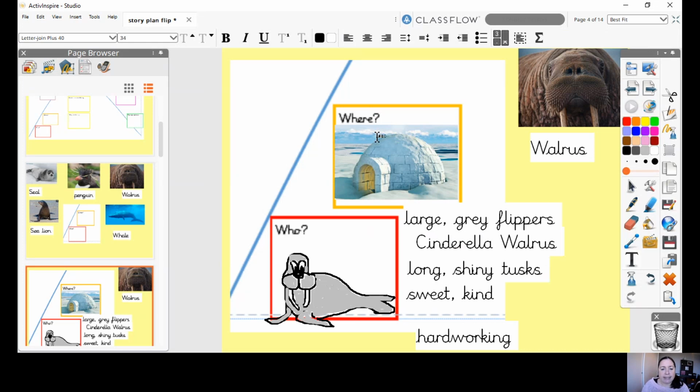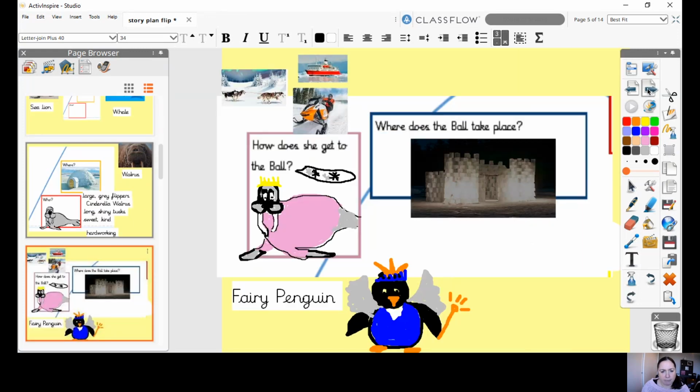And then I have to think about, where do they live? Well, I've added a little bit of story here because I've decided that they're going to live in an igloo, which obviously might be a little bit hard for walruses to make, but not in my story. They are very good igloo makers. So they live in this little igloo, and perhaps my Cinderella Walrus has to sleep outside at night because they don't want her in there. So that's where they live. That's who the story is going to be about. And then we need to move on to the next part of the story.